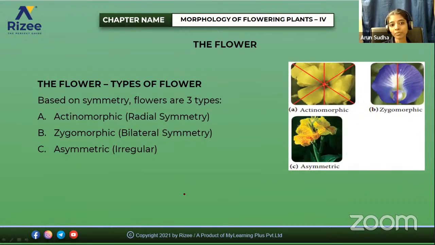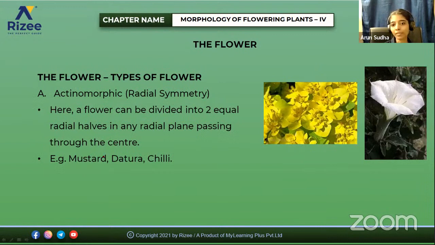So there are different types of classification. One is based on the type of symmetry. The flowers are of three types, that is actinomorphic or radial symmetry, zygomorphic or bilateral symmetry, and then asymmetry. So you'll see in detail about actinomorphic, zygomorphic and asymmetry. So for example, the case of actinomorphic or radial symmetry, here the flower can be divided into two equal halves. So you would have studied about symmetry in the animal kingdom also, right? So the same concept here.